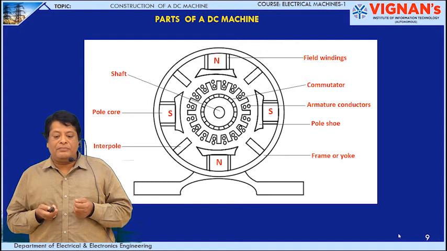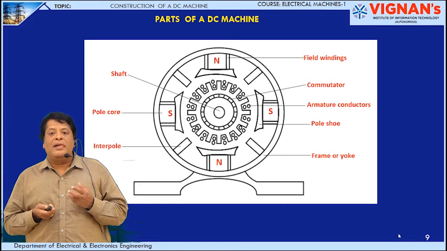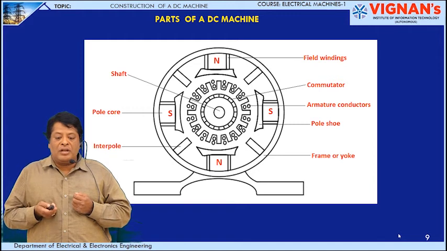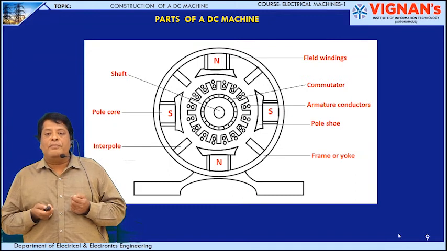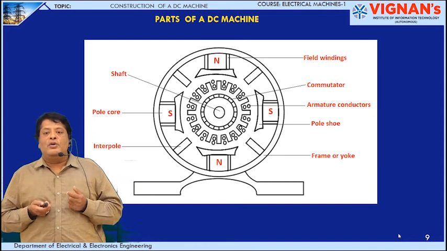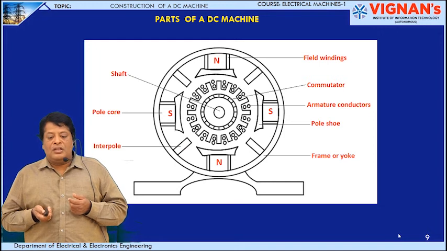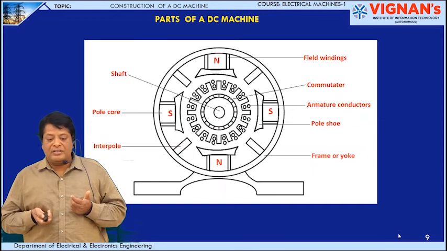Next, the yoke. Next, the base on which we are keeping the motor. Next, the eye bolt. In some machines, the eye bolt is placed on the top of the machine. In this diagram we have not shown the eye bolt, but generally the eye bolt is placed for high-rating machines to carry the machine from one place to another. Whatever view we are seeing here is the cross-sectional view of a DC machine.